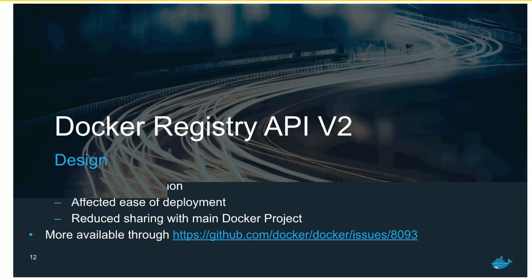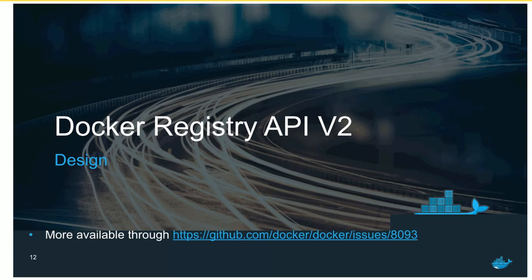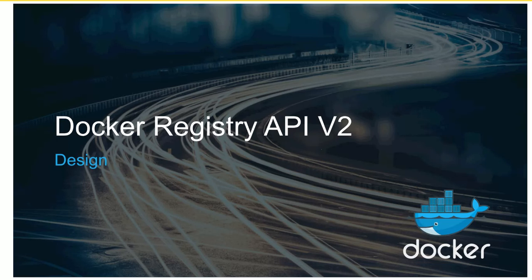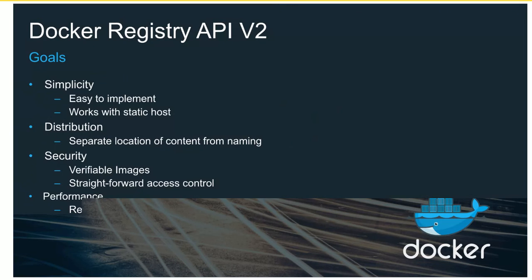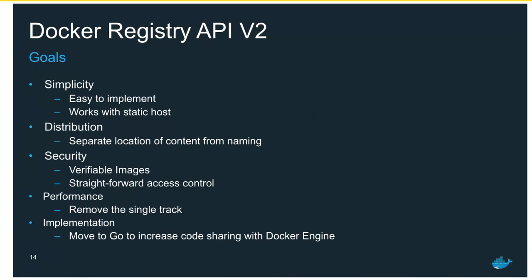So we'll jump right into the design of version 2 of the Docker Registry API. So first of all, the goals. We started out and said, okay, we want it to be simple. It should be easy to implement. You should be able to define a static host that can serve it up. We'd like to separate the location of content from the naming so that you can move it around and not have to worry about where you're getting names and identifiers from.